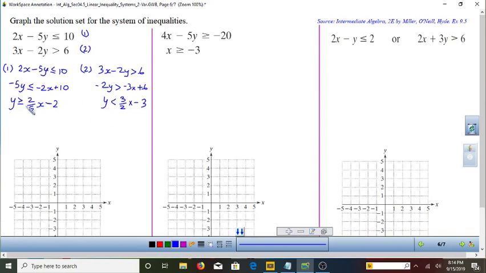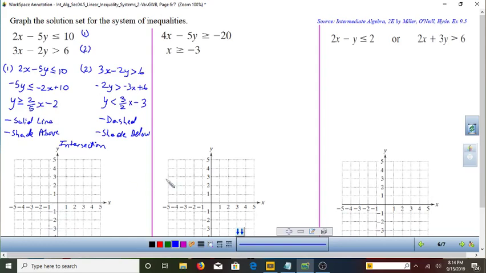So what we can see here is we can tell the slope and the y-intercept. We know that this line is a solid line, and we are going to shade above. This line is a dashed line, and we're going to shade below. And we're looking for the two regions where they overlap. We're looking for an intersection. So let's draw those lines.